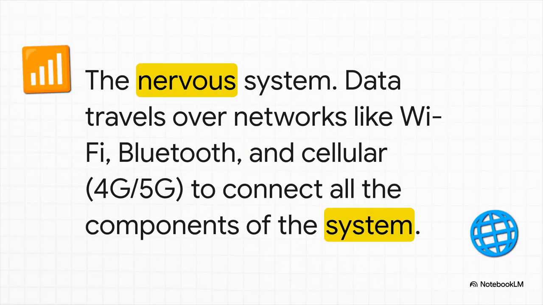So, how does all this data travel? Through the nervous system of IoT, connectivity. This can be anything from short-range stuff you already know like Wi-Fi and Bluetooth to long-range cellular networks like 4G or 5G. This is the invisible web that makes it all work.